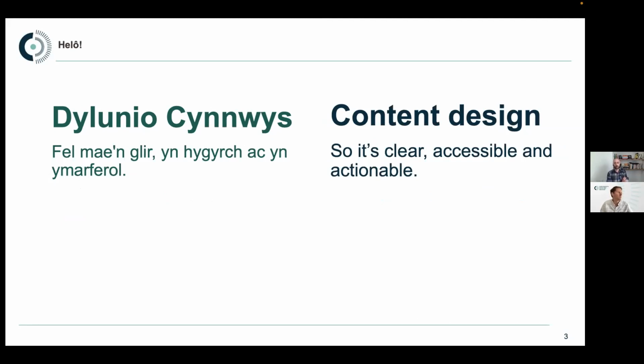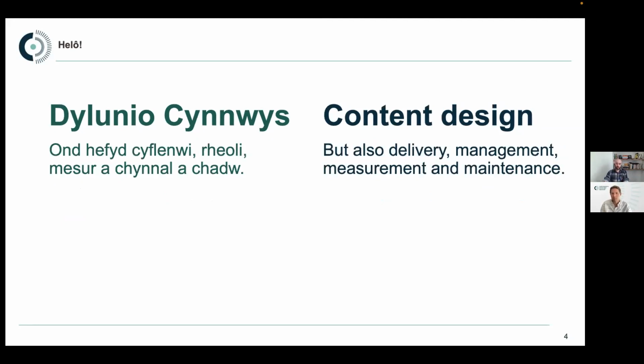It's also findable, accessible, and inclusive, easy to understand and act on. But at the same time, it's not just about the information itself, it's about creating systems or designing systems in your organization to deliver, manage, measure, and maintain this content. Quite often it's about deleting lots of content as well.